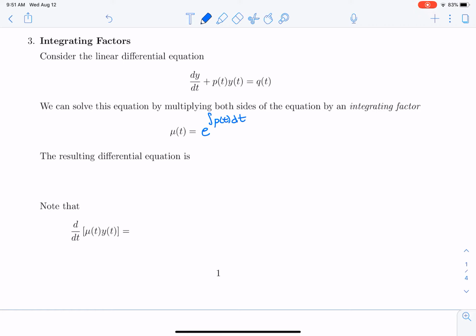Now, the advantage of multiplying by that integrating factor mu(t) is that when we take the derivative, mu prime of t, well, that should be, again, the exponential e to the integral of p(t) dt times the derivative of what's in the exponent, and that's going to be p(t). So essentially, the derivative of mu is p(t) times itself, mu(t).